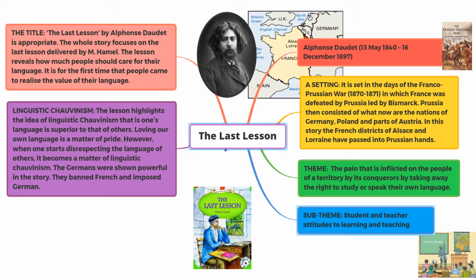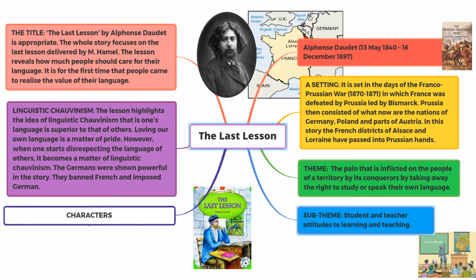There are two main characters in the story, M. Hamel and Franz. M. Hamel is an experienced teacher who has been teaching in that village school for 40 years. He is introduced by the narrator as a very strict and cranky person. However, as the story progresses, he is seen like a true guide and a philosopher for his students. The utmost sincerity and patience that he exhibits while delivering the last lesson earns him everyone's respect.